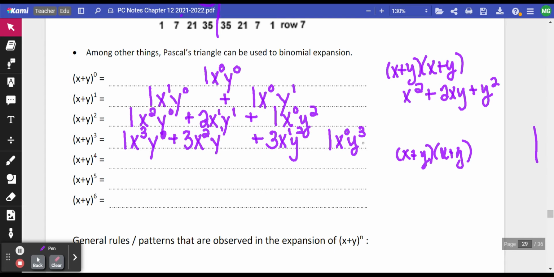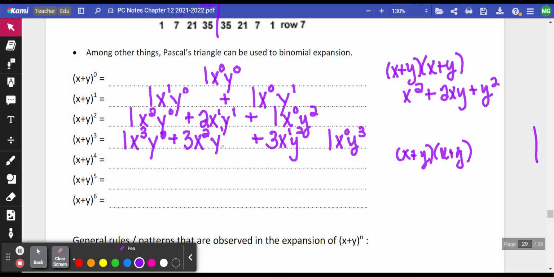So I've kind of shown you some patterns here. So let's see if you can write the variables and their powers. And we'll talk about the coefficients in a second, and maybe you can even do that. So go ahead and pause this video and see if you can fill in x plus y raised to the fourth power.